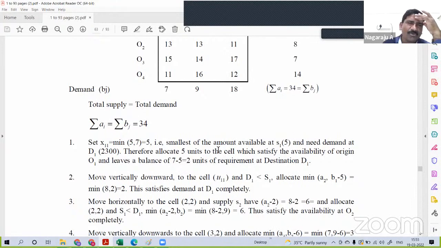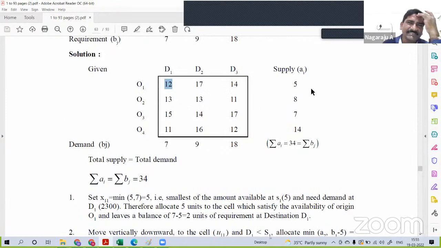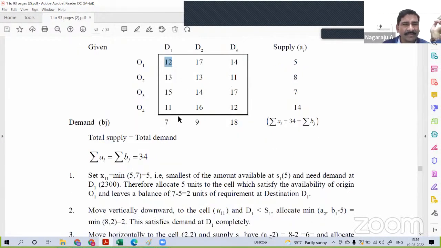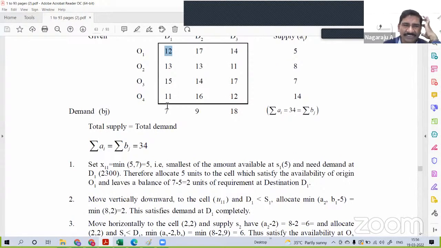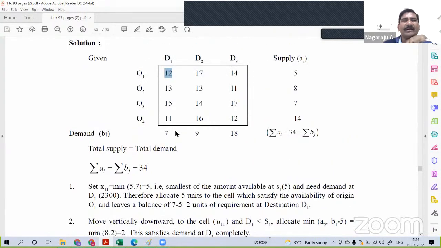Next it moves vertically down, because 7 means something is still balance. That balance we want to fulfill, so it comes down. From 12 it comes to 13. The 13 location is origin 2, which should be allotted next. For origin 2, 5 is already allotted for demand, so only 2 are pending. So the 2 and 8: origin 2 availability, that is the supply, is 8 and the demand is 2. So here I will allot only the 2. After allocation of the 2.